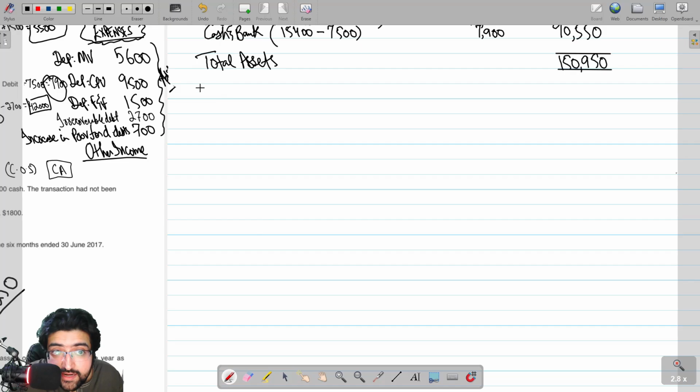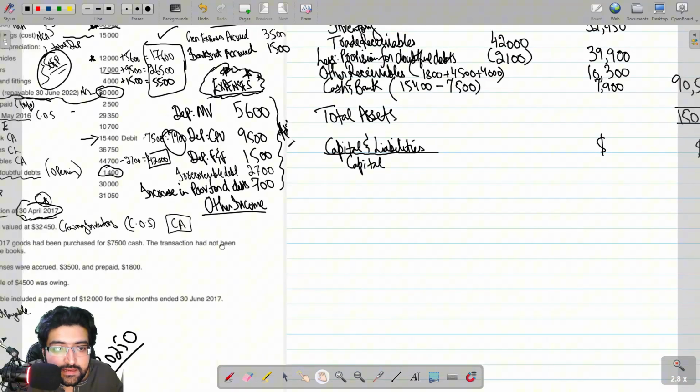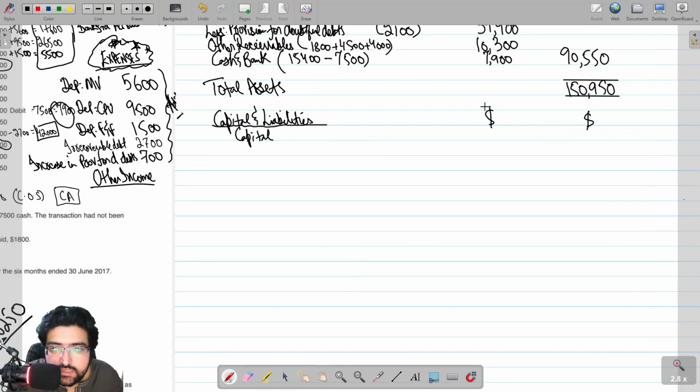Moving on to the capital and liabilities section. If you don't know the format, go through part 1 of Sole Trader first. Capital and liabilities. Okay, the first thing, now we can just simply use two columns. The first thing you have to write here is the value of opening capital, which is given in the question. Let's see, this is 30,000. Okay, so capital 30,000.